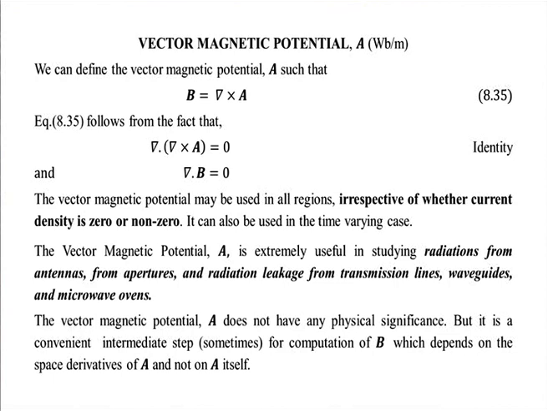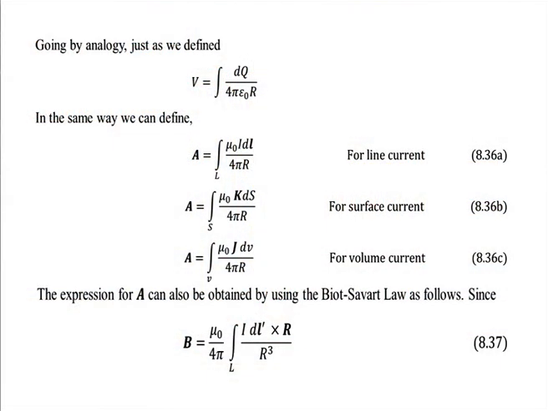The vector magnetic potential does not have any physical significance. However, it is a very convenient step in determining B, which is obtained from the space derivatives of A rather than A itself. Now, the vector magnetic potential can be obtained in two ways. One is by the method of analogy and the second is by using the Biot-Savart law. Going by analogy, just as we defined V is equal to integral of dq by 4 pi epsilon naught r, in a similar way we can define A, which is given by equations 8.36a, 36b and 36c for the line current, surface current and volume current.